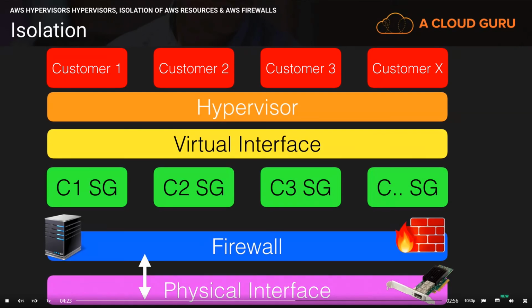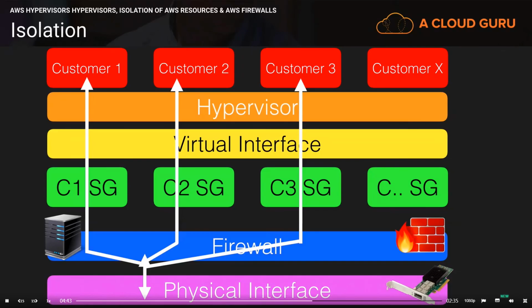So when we interact with this environment, basically we're going through a physical interface, we're hitting the firewall. The firewall is then splitting our traffic, and it's completely isolating it through our security groups, through our virtual interface, through the hypervisor back to our resources. So these could be your EC2 instances, etc. So that happens, and it's done by the firewall. So it is complete isolation between customers.